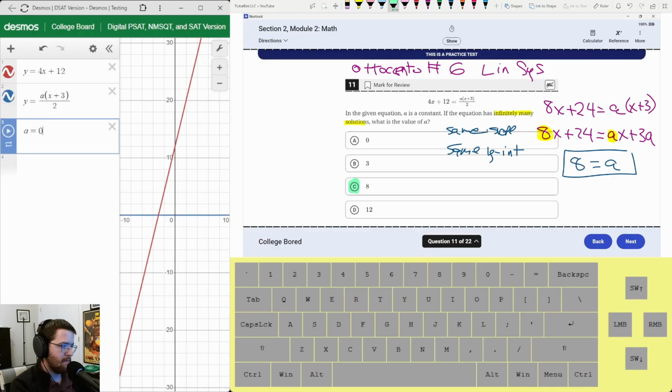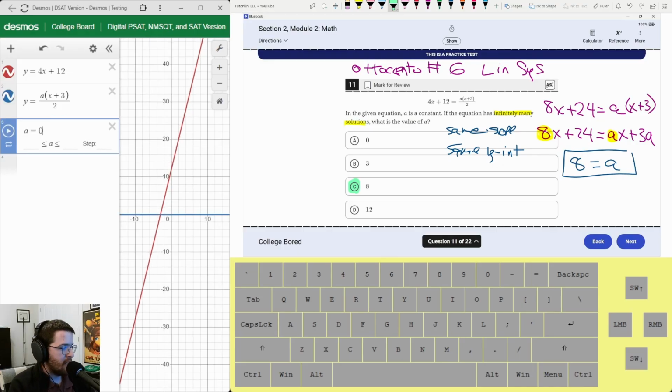A equals 0. Okay, that's not infinitely many solutions, that's one solution. All right, let's try a equals 3. That's also one solution. Let's try a equals 8. Oh, that's infinitely many. I bet that's the answer. And let's try a equals 12. Oh, that's also one solution. So the only value of a that gives us infinitely many solutions is 8.